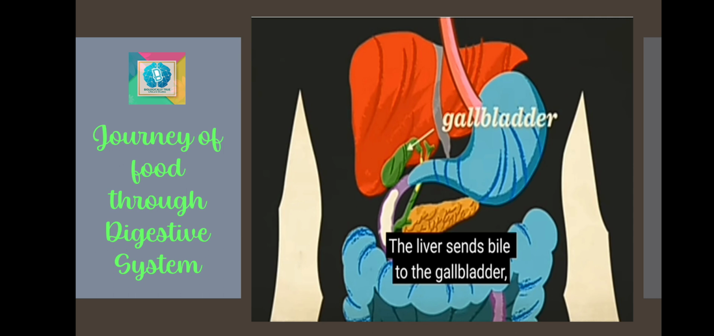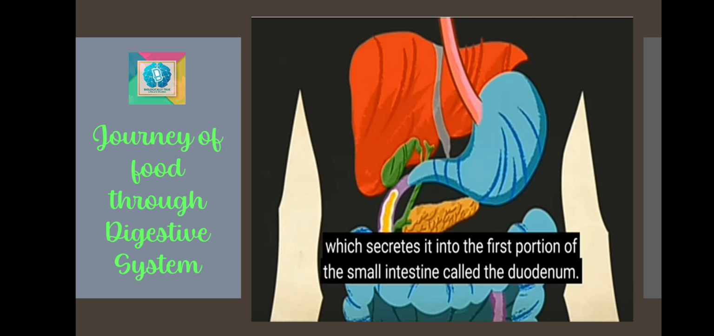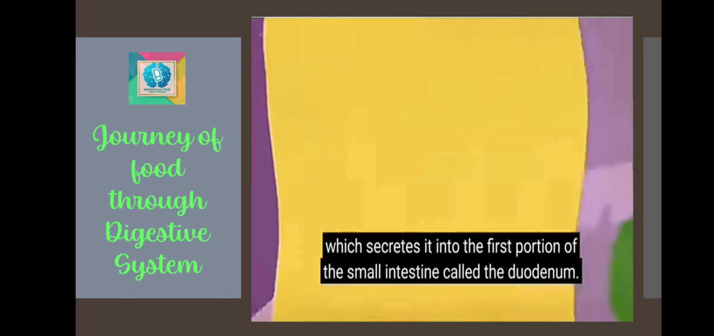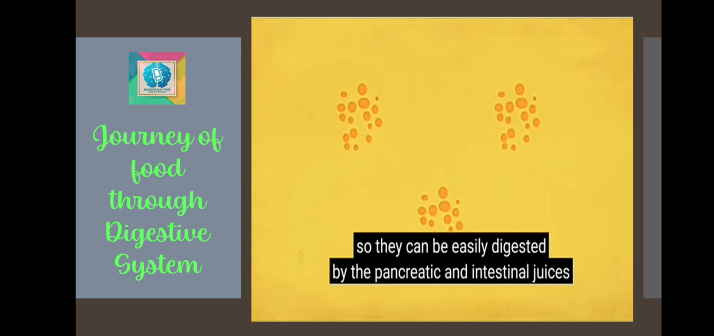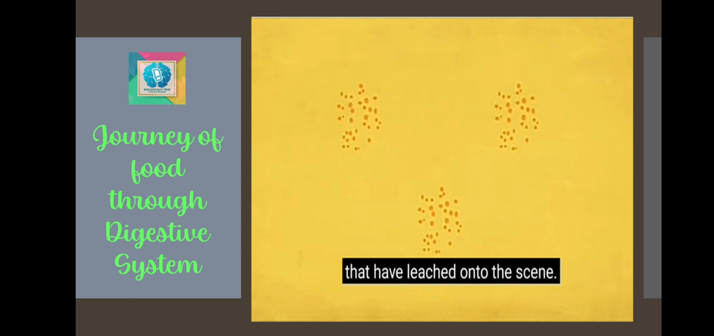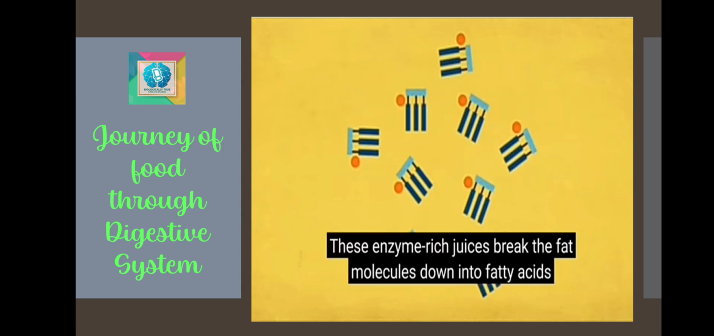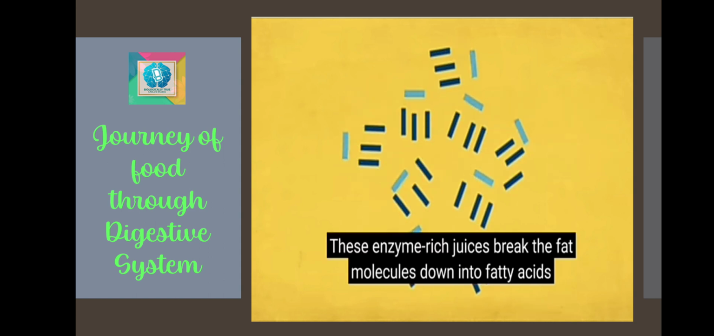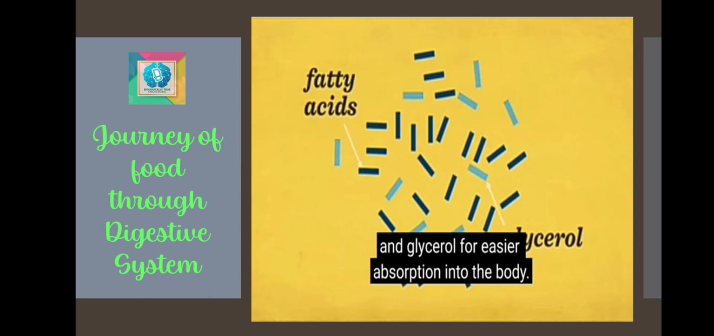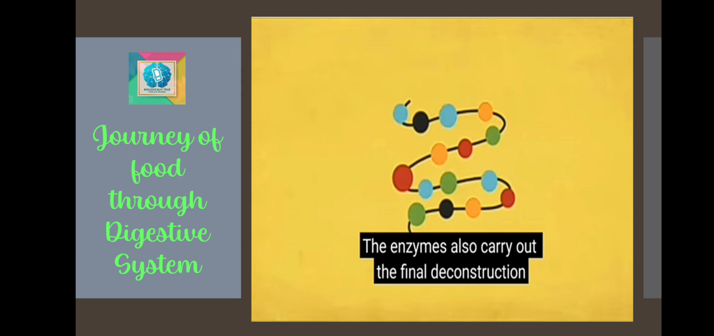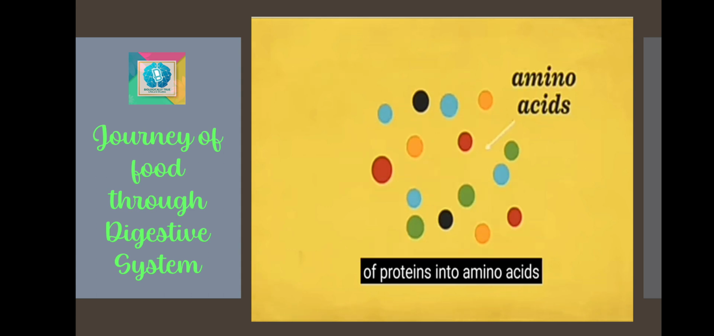The liver sends bile to the gallbladder, which secretes it into the first part of the small intestine, that is the duodenum. Here it dissolves the fat floating in the slurry of the chyme so that it can be easily digested by the pancreatic and intestinal juices that have reached the scene. These enzyme-rich juices break the fat molecules down into fatty acids and glycerol for easier absorption into the body. The enzymes also carry out the final deconstruction of proteins into amino acids and carbohydrates into glucose.